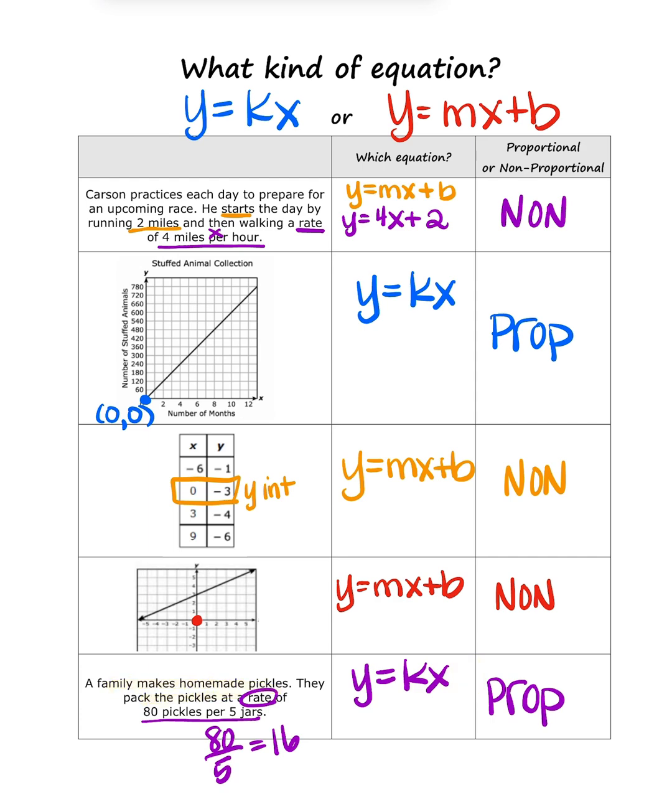Okay, so that's proportional, non-proportional, and comparing the old equation to our new equation. Let's go practice.